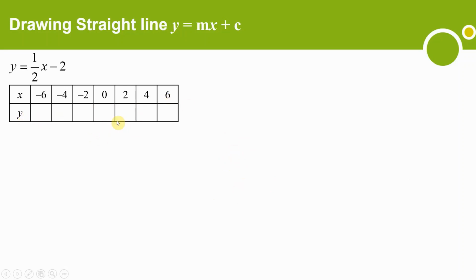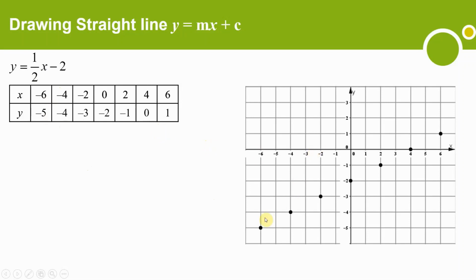So to generate the coordinates, we substitute the values of x into the equation to find the y value. So after doing that, these are our y values. So we have a lot of coordinates that we can plot. After drawing this, we just connect all the dots or points with a straight line. So this is the equation of y equals half x minus 2.